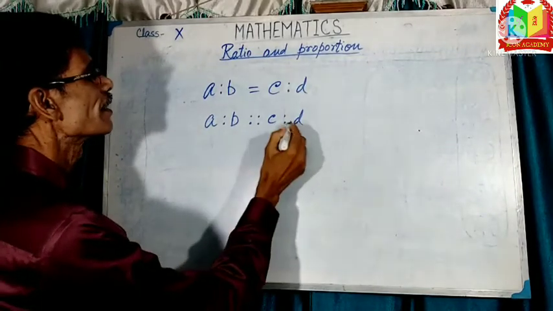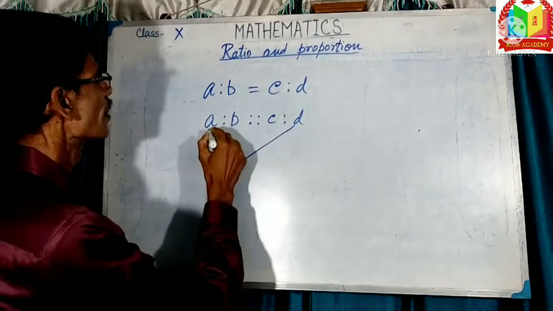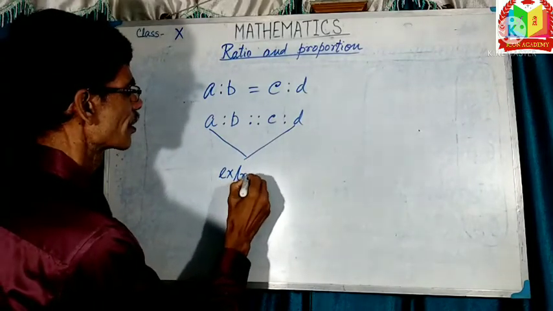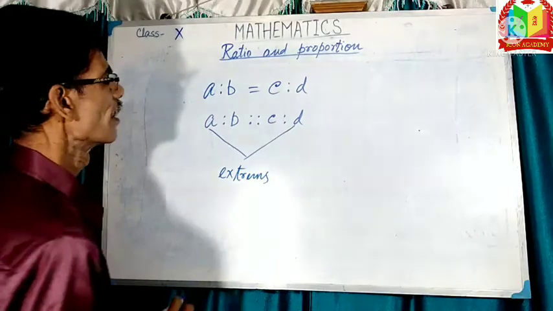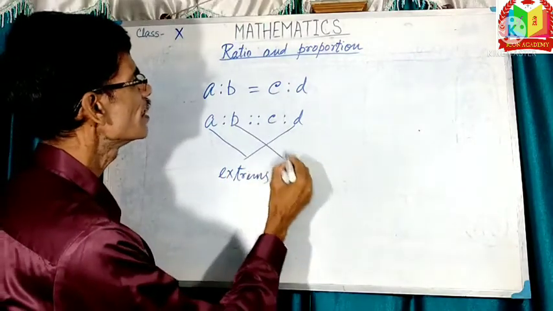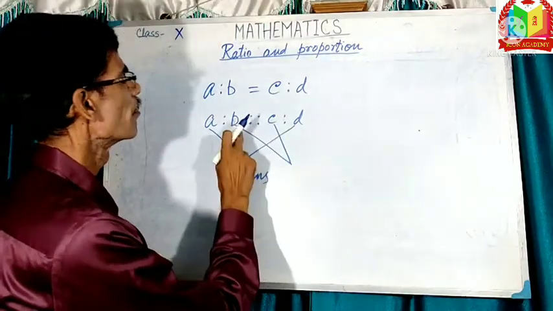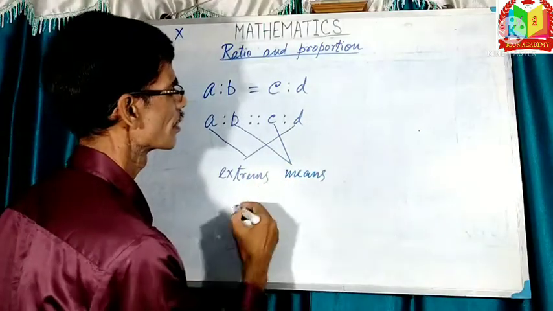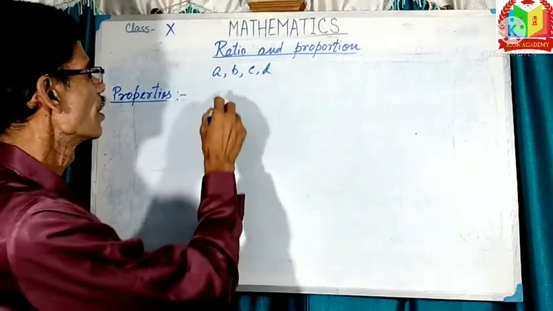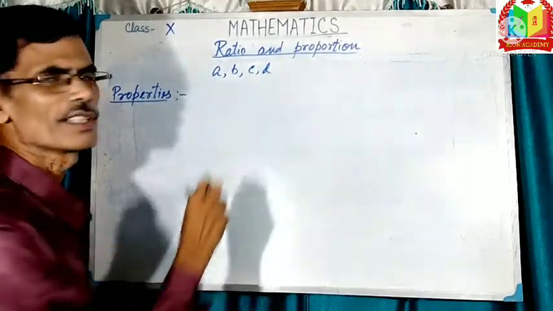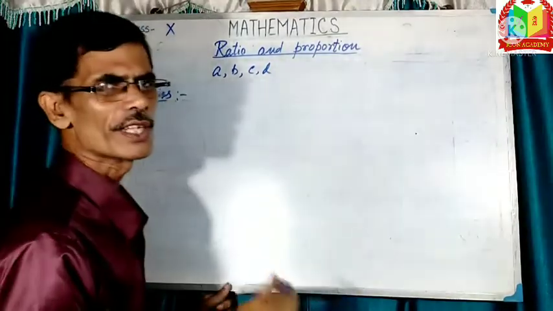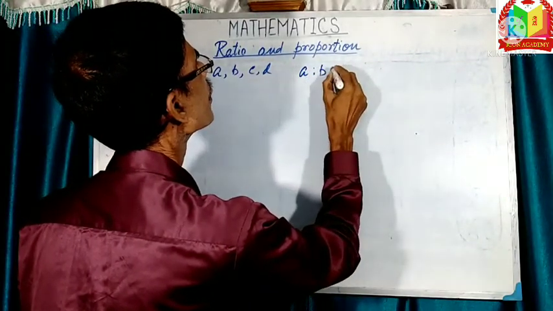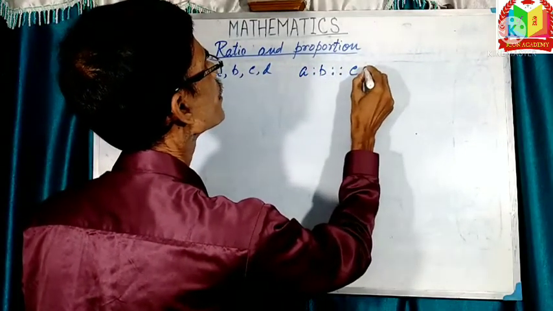A and D, first and last terms, are called extremes. And B and C, the middle terms, are means. If A, B, C, D are in proportion, then you can write A is to B proportion C is to D.